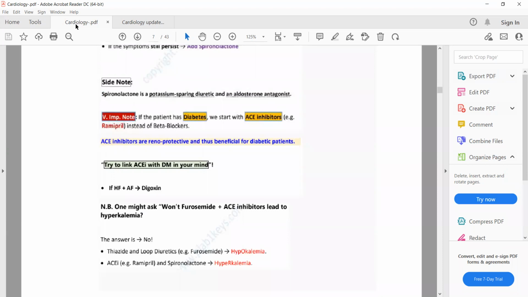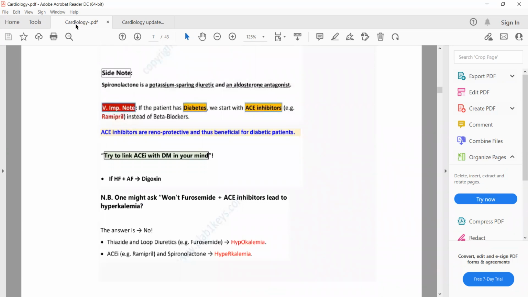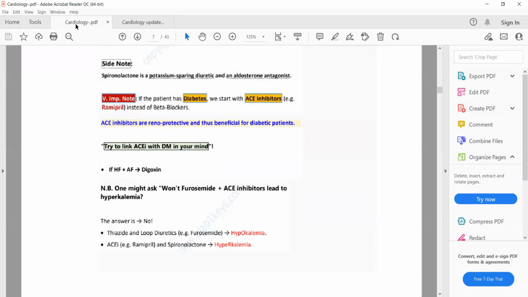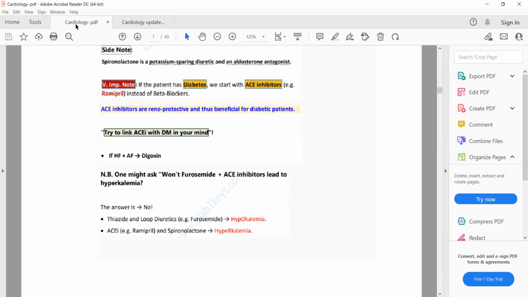Now, if a patient with atrial fibrillation develops heart failure, then the drug that you are going to use for the management of this atrial fibrillation is digoxin, because digoxin will correct his atrial fibrillation as well as manage or improve his heart failure.